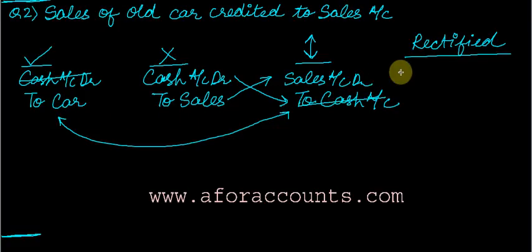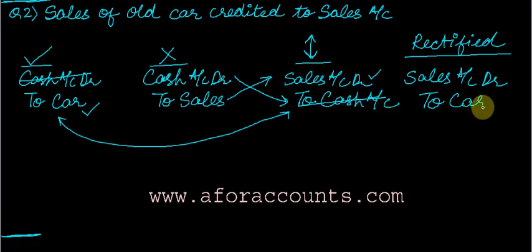So my rectified entry will be sales account debit. I pick up sales from here, sales account debit to car. And also understand it logically that sales account was actually credited when it should not have been so.